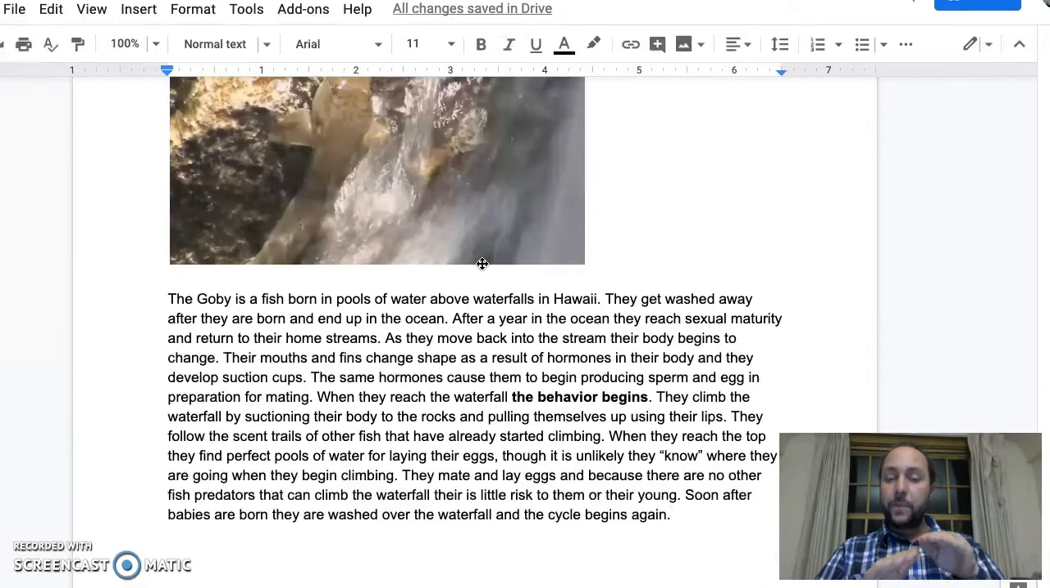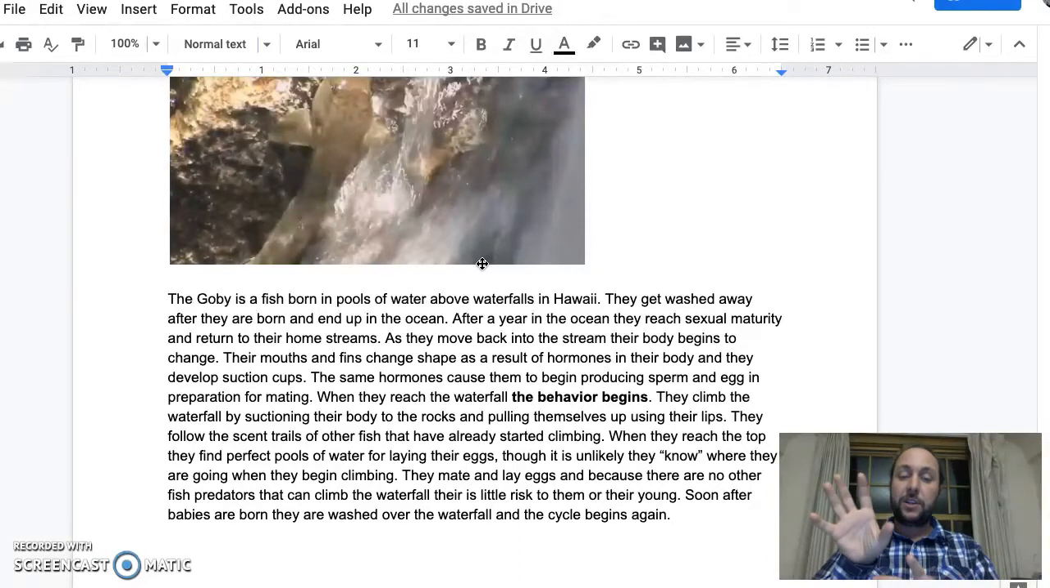At that point, they enter the river, their home river, and their mouths and fins actually start changing shape due to hormones in their body, and then those same hormones get them ready to reproduce by producing sperm and egg. When they reach the waterfall, that's when the behavior you're going to write about begins. So make sure you pay attention to that. That's the behavior you want to talk about, the climbing the waterfall behavior.